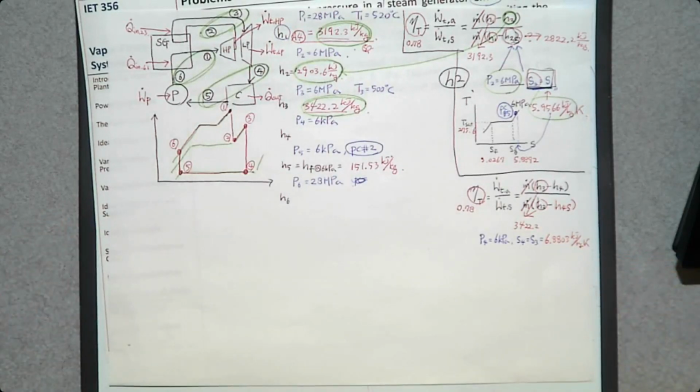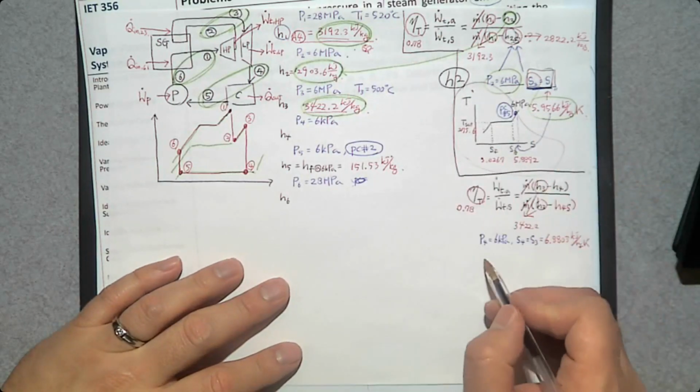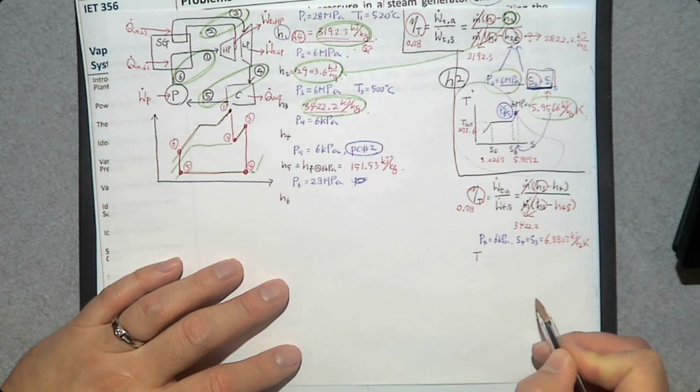Now we have two property values at state number 4. They are pressure and specific entropy. Can you find H? Yes, you can. So how can we find H? We need to determine the phase change process. Oh wait, didn't we use superheated vapor? Yes. At number 3, but at number 4, we don't know. So let's make another TS diagram to determine the phase change process.